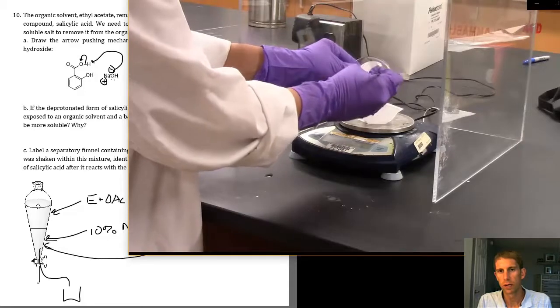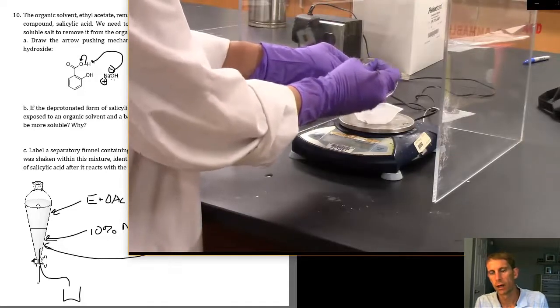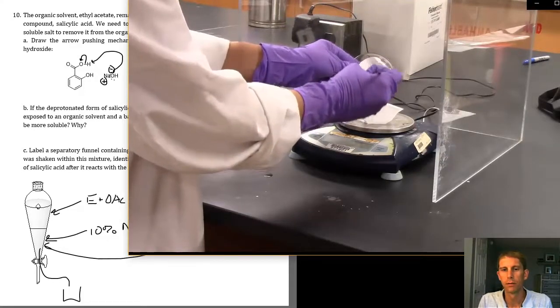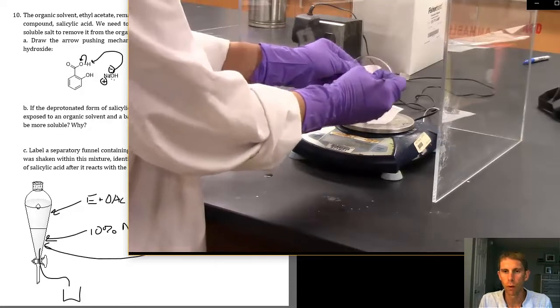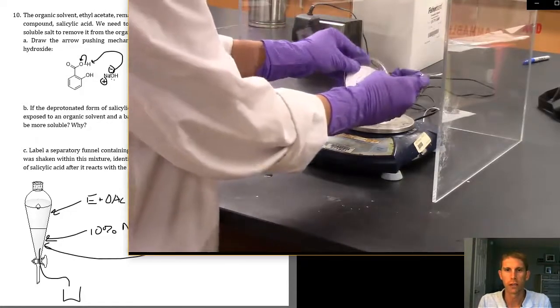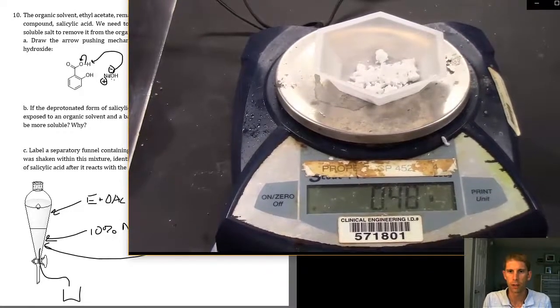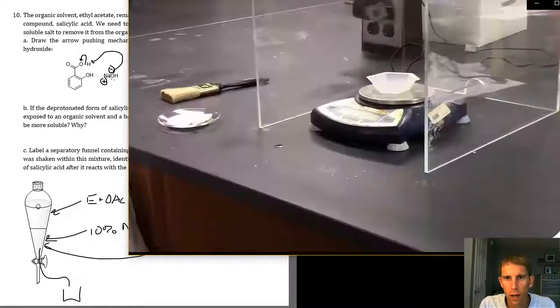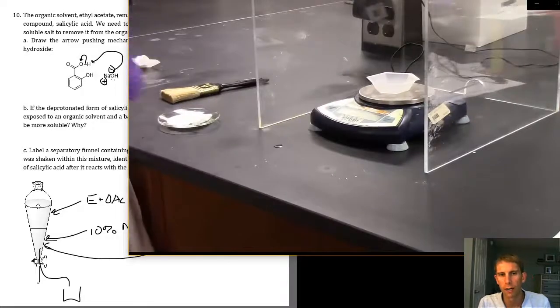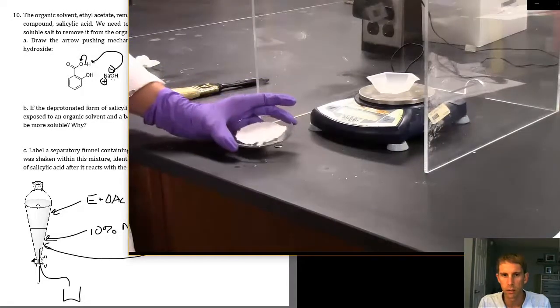So we are scraping the salicylic acid off of the filter paper into a weigh boat. This had a full week to dry, so essentially that solid is basically crumbling off the filter paper, and it looks like we isolated 0.48 grams of the salicylic acid. So again, 0.48 grams of the salicylic acid.